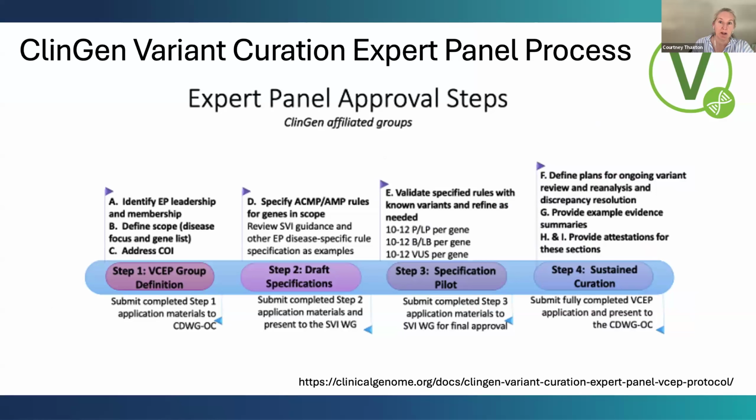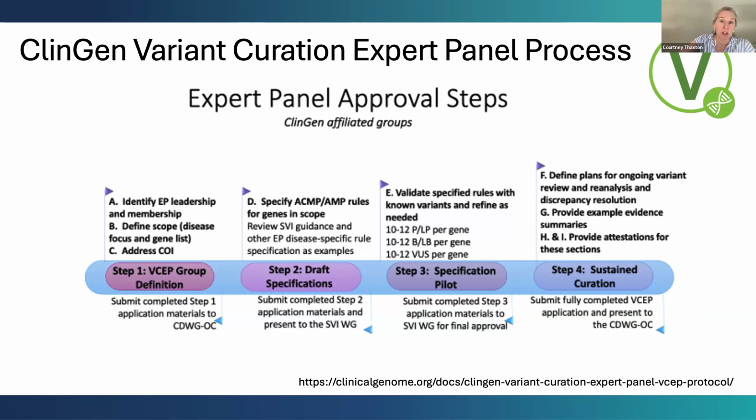Our variant curation expert panels do have a 4-step approach in order to get to these specifications and release them out to you all, the public. It does start with just defining that variant curation expert panel and their scope, what genes, what diseases they're going to work on, and making sure that we have the appropriate expertise within that group. They then go on and draft those specifications, the adaptations to that Richards et al. 2015 ACMG guidance.